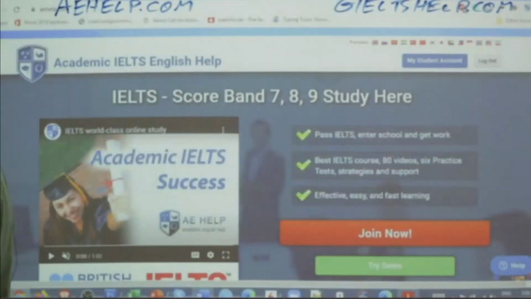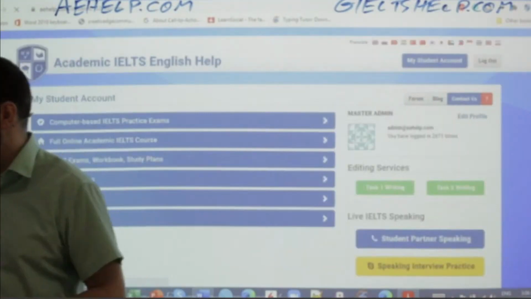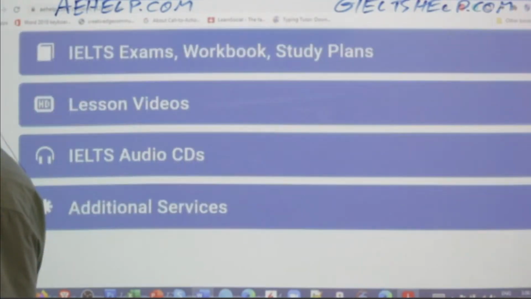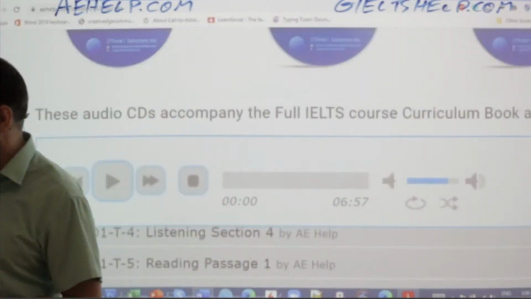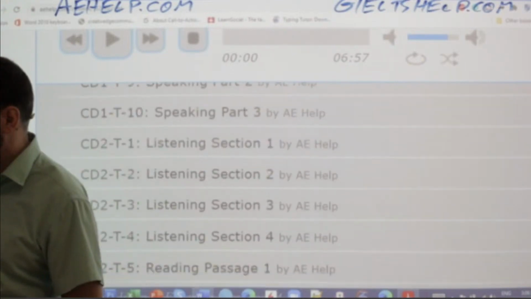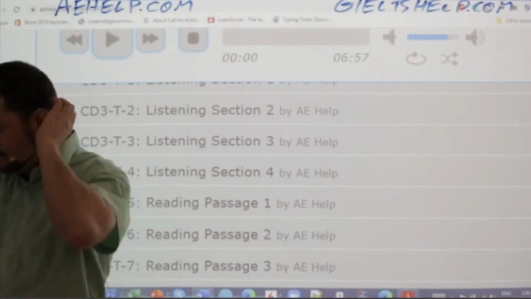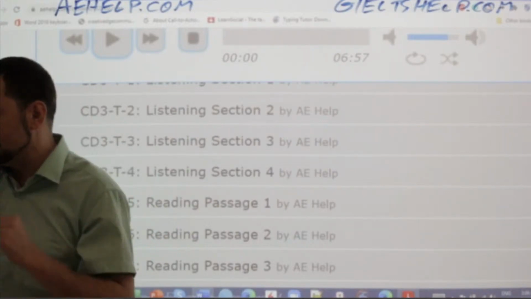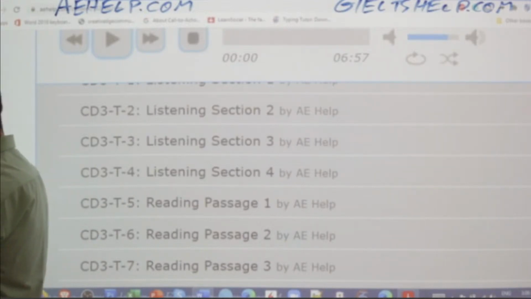So I'm just going to hop over to our website here, log into my student account at the top. In my student account, I've got lots and lots of materials, computer-based exams, lesson videos, and I have these audio CDs. In the audio CDs, I'm going to check out, because this is exam 3, CD 3, listening section 3. And here we go, everyone. So get ready, listen, answer, and put the answer into a separate sheet of paper. We'll go through them at the end together. All right, everyone, let's do this.